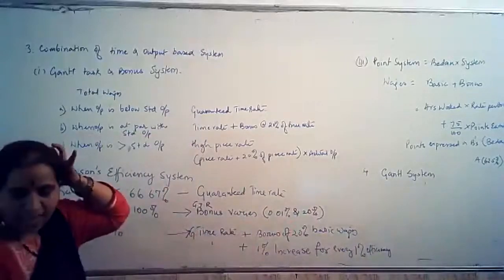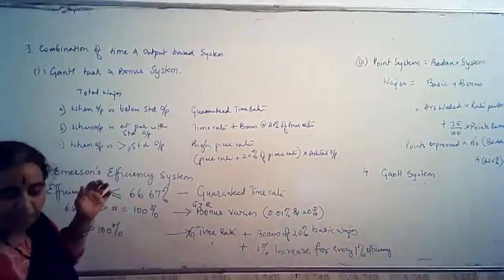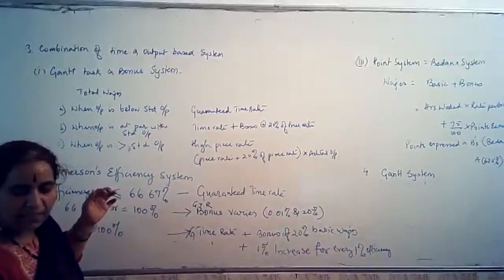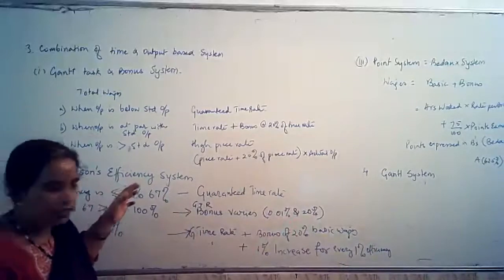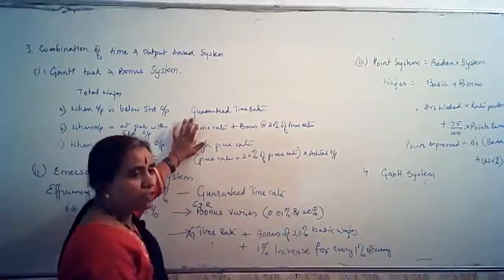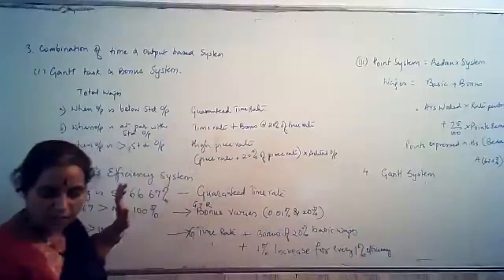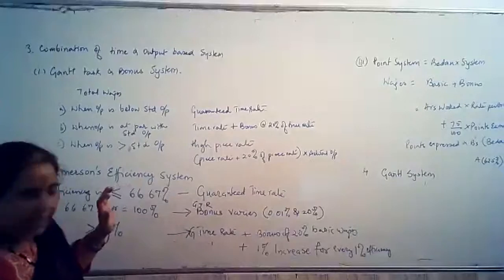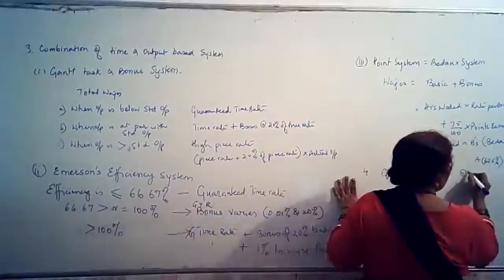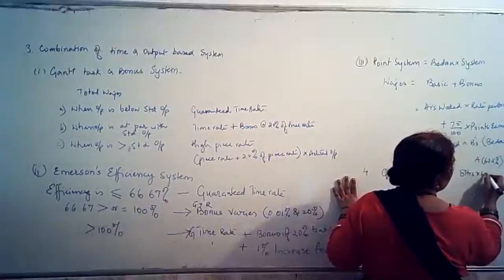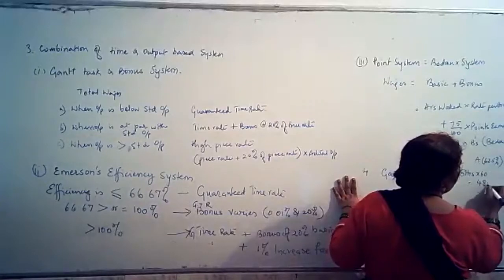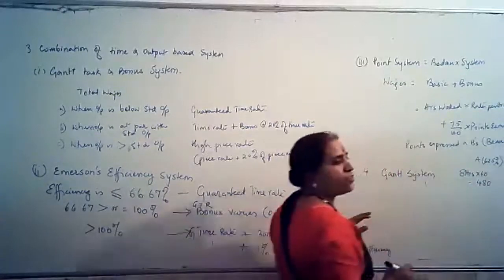So how much is the guaranteed time wages for A? As per the efficiency rating, A will get hours worked into the time rate. How many hours had he worked? He had worked for 8 hours. 8 hours into 60 rupees per hour. So 480 rupees is the total wages for A.